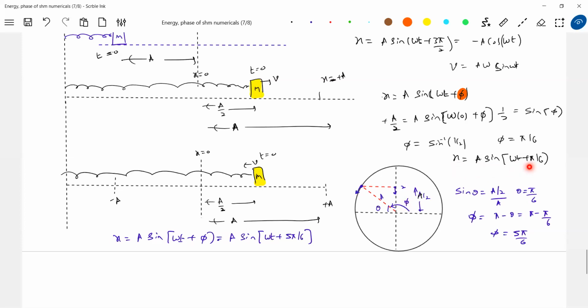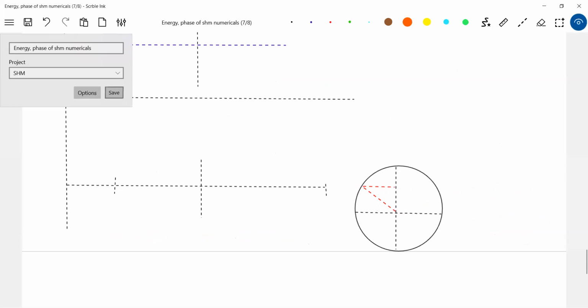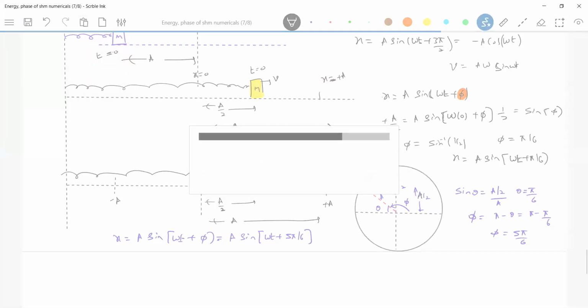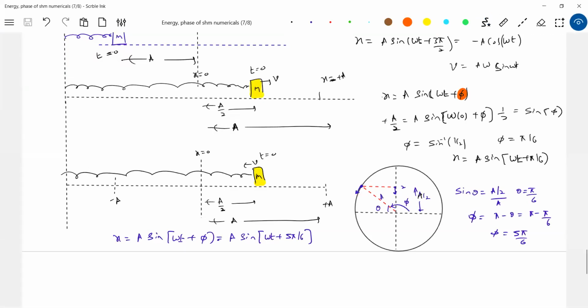So if I write some equations, x equal to A sine omega t, what does it mean? The particle will start its oscillations from t equals 0. If I write x equal to A sine omega t plus pi by 6, what does it mean? The particle will start its oscillation from where x equals A sine omega t plus pi by 6. If I write A sine omega t plus 5 pi by 6, it will start oscillation from plus A by 2 with velocity towards mean position. Is there any difference between these two?